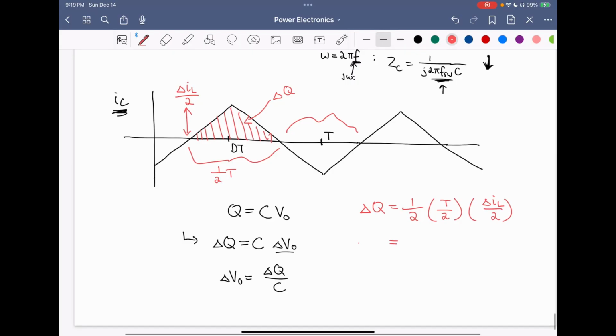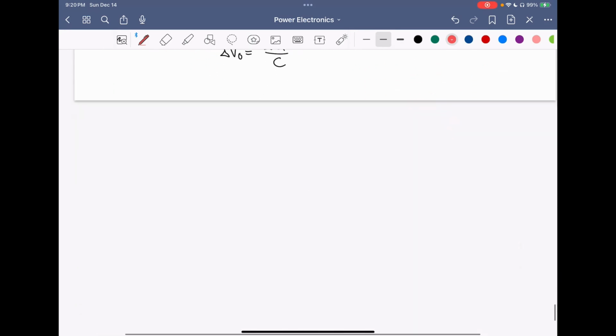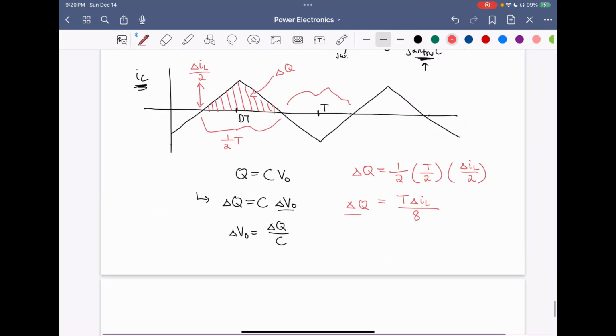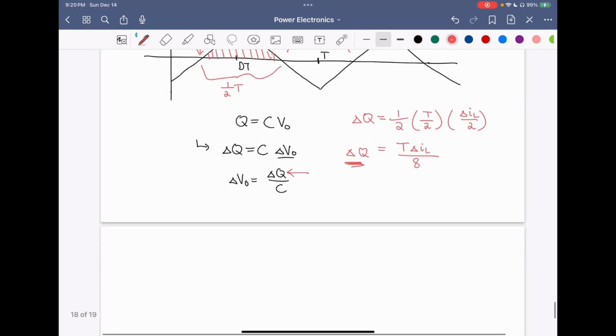So this gives us that the change in capacitor charge is equal to the period times delta IL over 2 times 2, which is 8. So now we can substitute this expression in for delta Q. So therefore we get that delta V out, the output voltage ripple, is equal to T delta IL over 8C.